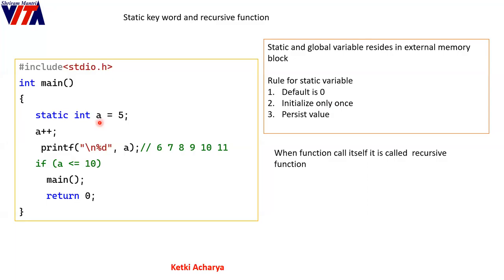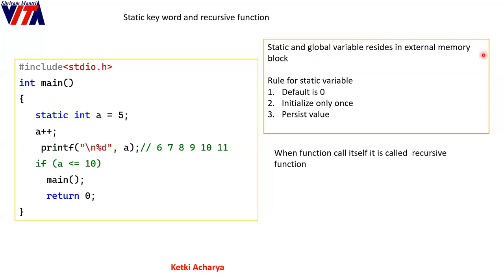Suppose in this example, int main, and if you see here, you are calling main again. So this is a recursive function. A function calling itself is called a recursive function. So now what will happen when you start the application? This line will be read the first time, a equal to 5.